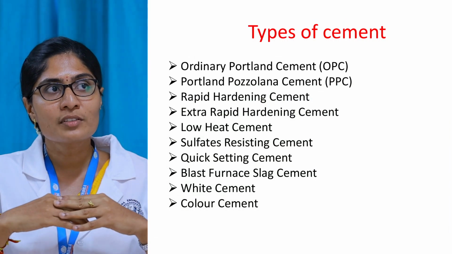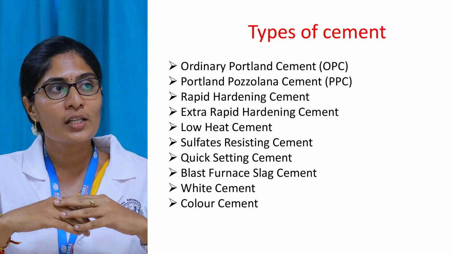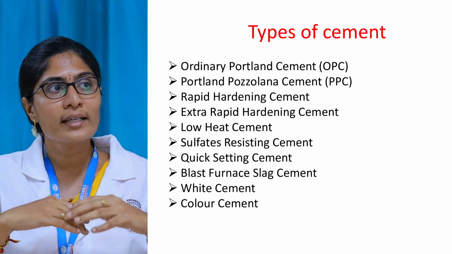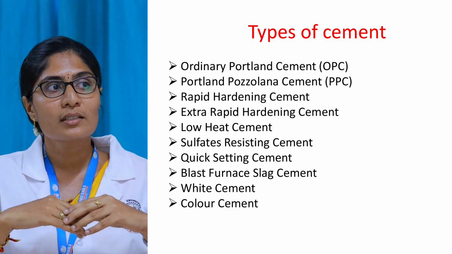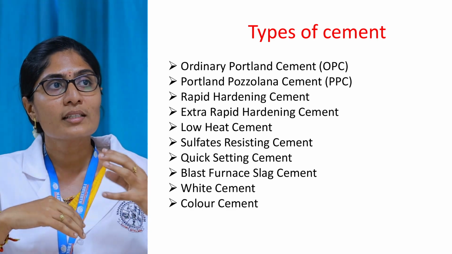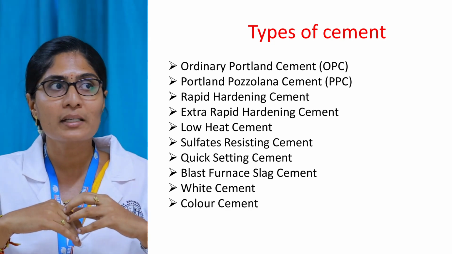So next is the types of cement. There are various types of cement such as ordinary Portland cement, Portland pozzolana cement, rapid hardening cement, low heat cement, sulfate resisting cement, quick setting cement, blast furnace slag cement, and white and colored cement. These cements are manufactured by varying and altering the Bogue component percentages.